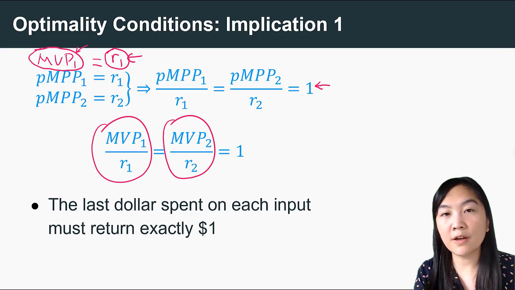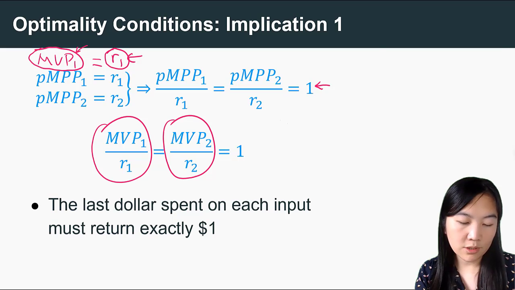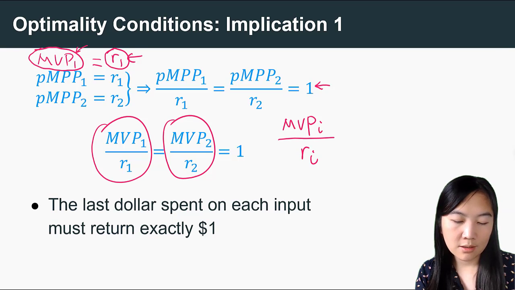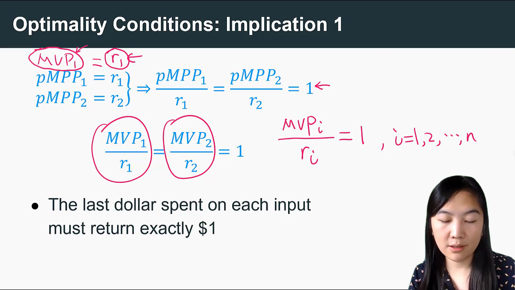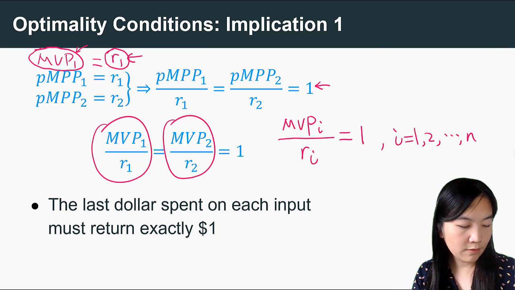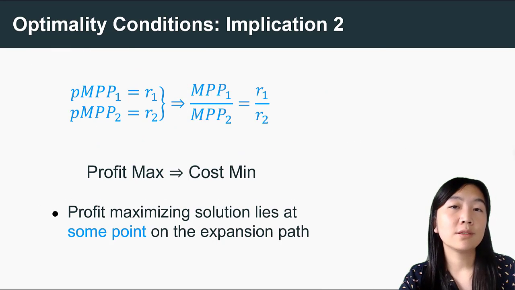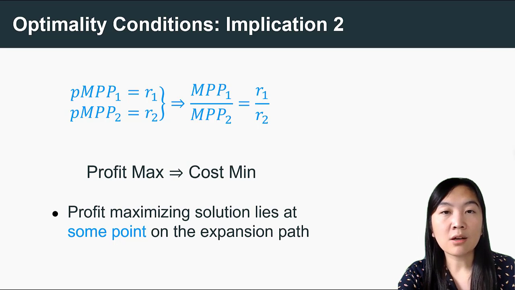However, if our production function has n inputs, then the optimality condition will just become, let's use i to represent the ith input, and this is true for all inputs from 1 to n. So this will be the optimality condition. This is one implication of the optimality condition. There's another explanation of the optimality condition, and this is actually where the condition links cost minimization with profit maximization.